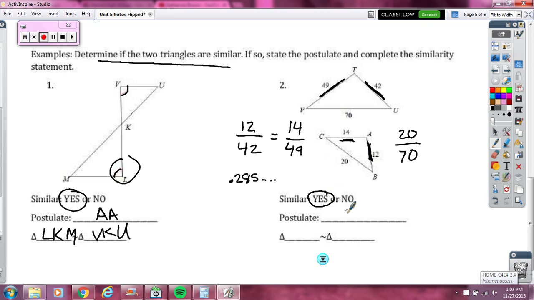They are similar by side, side, side, and my statement, let's see, these are the two short ones, so T goes with A, U is in between the short one and the long one, B is in between the short one and the long one, and then C and B.